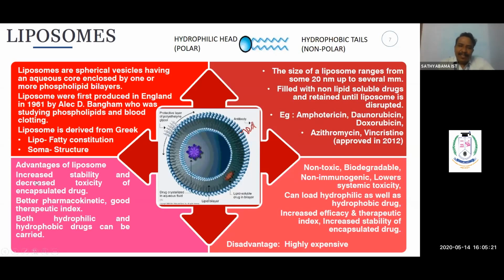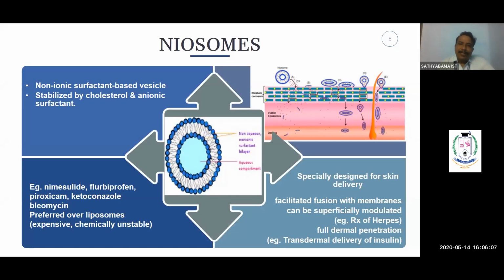And the basic advantages: when it is stable, it has very less toxicity, and it will protect the encapsulated drugs. And again, I told you before, as it is a drug, we have to look into the pharmacokinetics as well as the pharmacodynamics of that particular drug. So it has a better pharmacokinetics as well as a good therapeutic index. Both hydrophilic and hydrophobic drugs can be carried. They are non-toxic, biodegradable, non-immunogenic, and less toxic, as told previously. And one of the major problems is the comparatively higher cost, which is a disadvantage of liposomes. The next one is what we call niosomes.